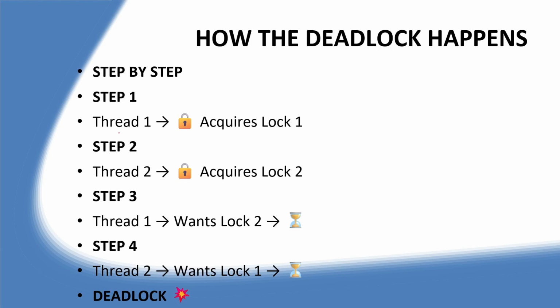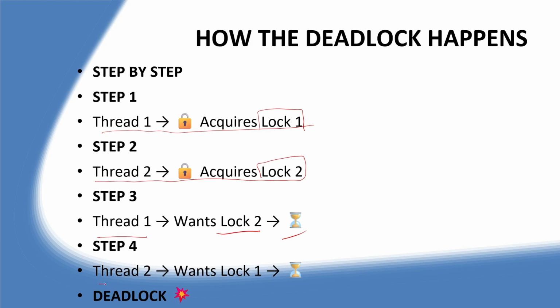Thread 1 is acquiring lock 1, and after that thread 2 is acquiring lock 2. Okay, so lock 1 and lock 2 are acquired at the moment. Now at the third step, thread 1 wants to acquire lock 2, but lock 2 is currently acquired by which thread? Thread 2. So thread 1 will keep on waiting until thread 2 releases lock 2.